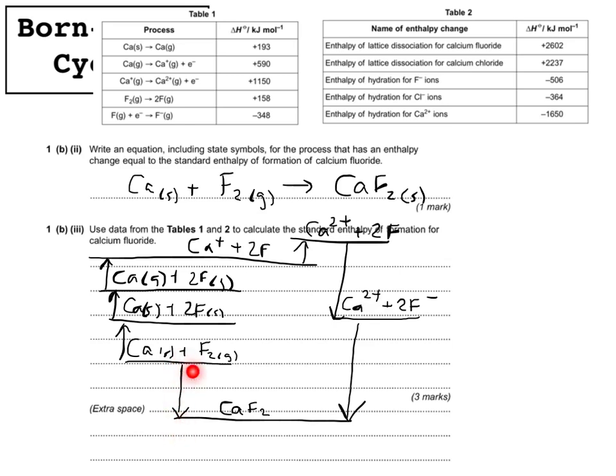So this is what we're trying to work out. So we're going to go from F2 gas to 2F gas. So that is this one here. As you can see again, the 2 fluorines are already in the equation, so that's just plus 158. We then got calcium solid turning to calcium gas, that's this top one here, plus 193. We've then got calcium gas going to calcium plus, so that's this one here, plus 590. We then got calcium plus going to calcium 2 plus, that's this one here, plus 1150.